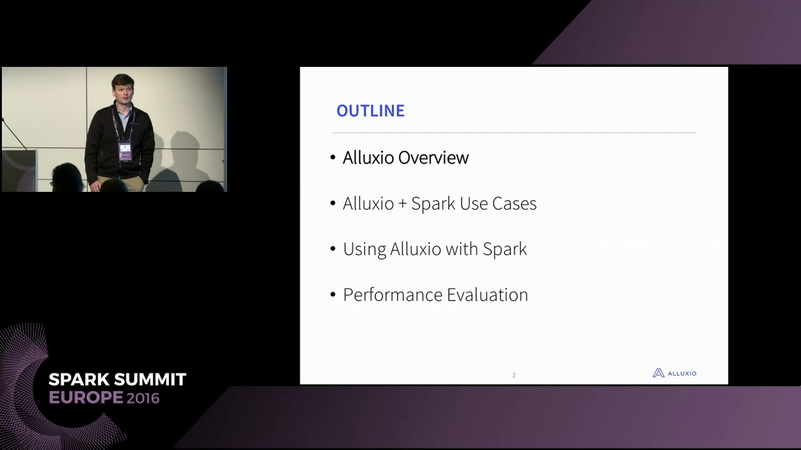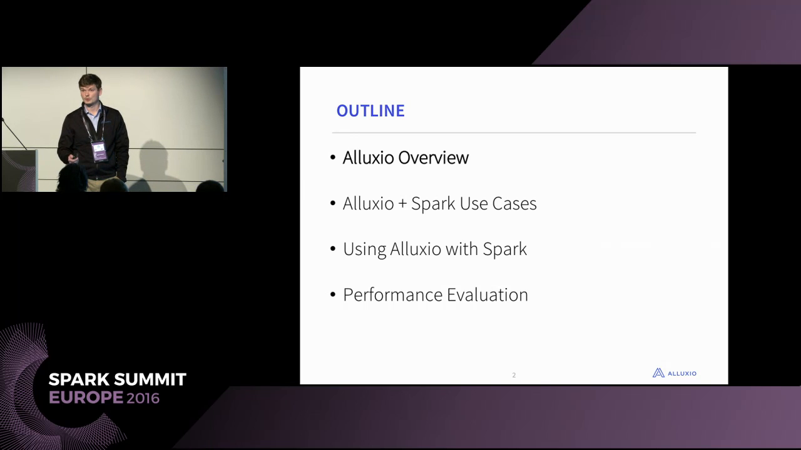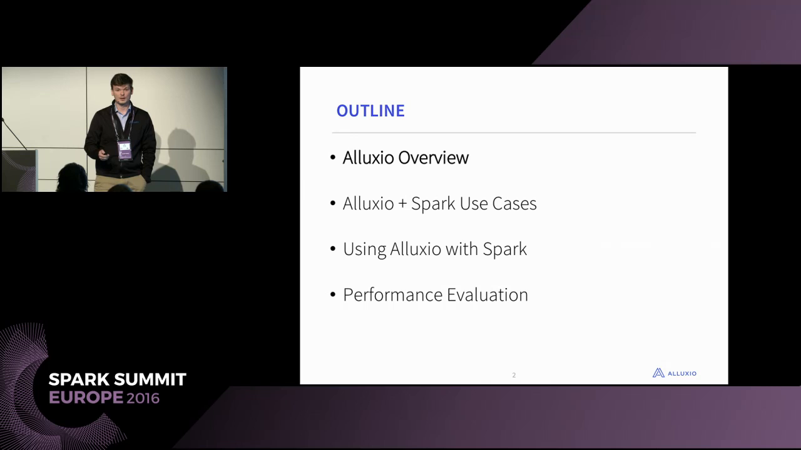To get started, I'm going to give you an overview of what Alluxio is for those of you who might not be familiar with it. Then I'm going to talk about some production use cases that illustrate the potential benefits that Alluxio can give you. Next, I'm going to talk about some qualitative benefits, illustrating how Alluxio can benefit Spark applications, as well as describing the recommended way for using Alluxio with Spark. And finally, I'm going to show some performance evaluation numbers that contrast the Spark I/O performance with and without Alluxio.